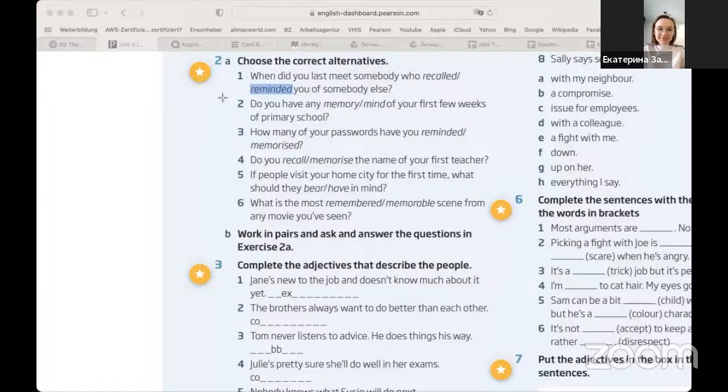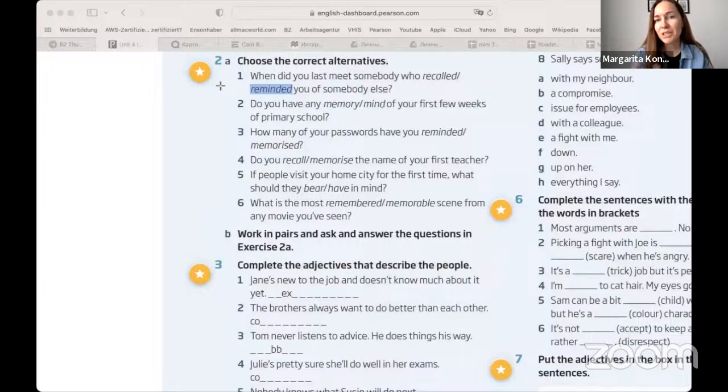Okay, Yekaterina, and when did you last meet somebody who reminded you of someone else? Or maybe you can also tell me about the place if you like. I think it is difficult. I don't recall a person or a place. I don't know. No? Okay, no problem. Let's look at the next one.